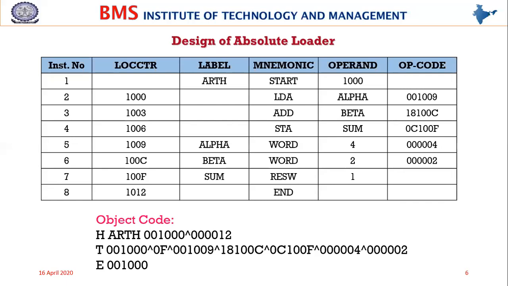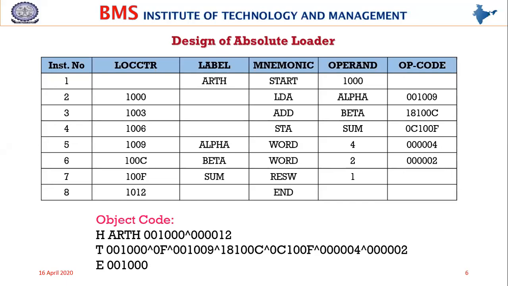It is containing a header record H, the name of the program ARTH, and then the start address is 1000, and it is specified in 6 bits. That's the difference. You can see that 001000 is the start address, and 0012 is the size of your program. Fine. After that, we have the text record.